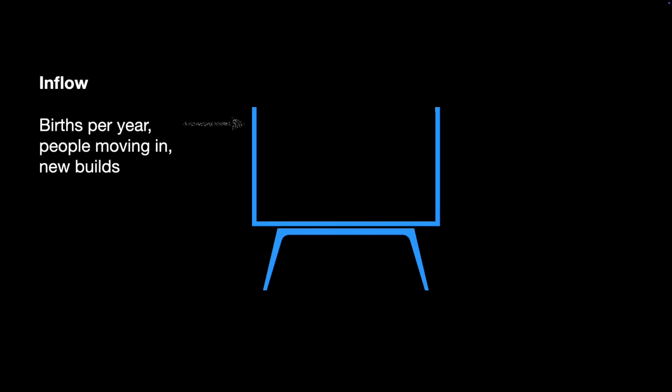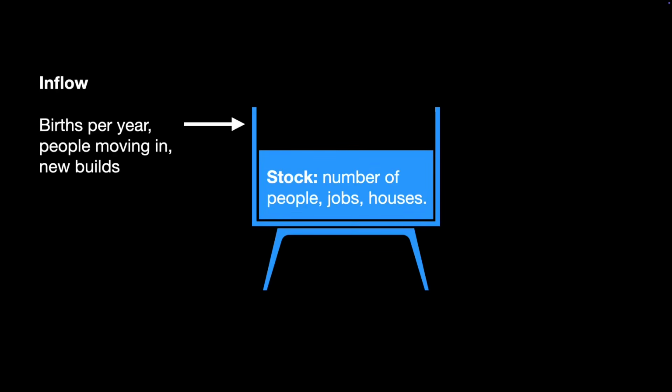So let's imagine a bathtub in the middle of the screen here, okay? You have an inflow for a city, that's things like births per year, people moving in, new houses being built, new businesses, that kind of stuff. That fills what they call the stock in the stock and flow method, which in our bathtub analogy is the water. So the stock in this case would be number of people, jobs, houses, etc.